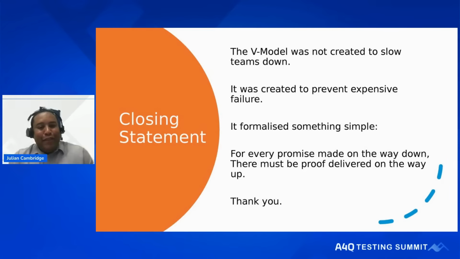Now you might think this is a statement to laugh at, but the V model was not created to slow teams down. It was created to prevent expensive failure. Though I'm not going to argue, it may slow teams down because there's a very serious approach when it comes to covering every single step and every single angle. But for every commitment on the left side of the V, we need to make sure that the right side has proved the concept. And that was the V model.